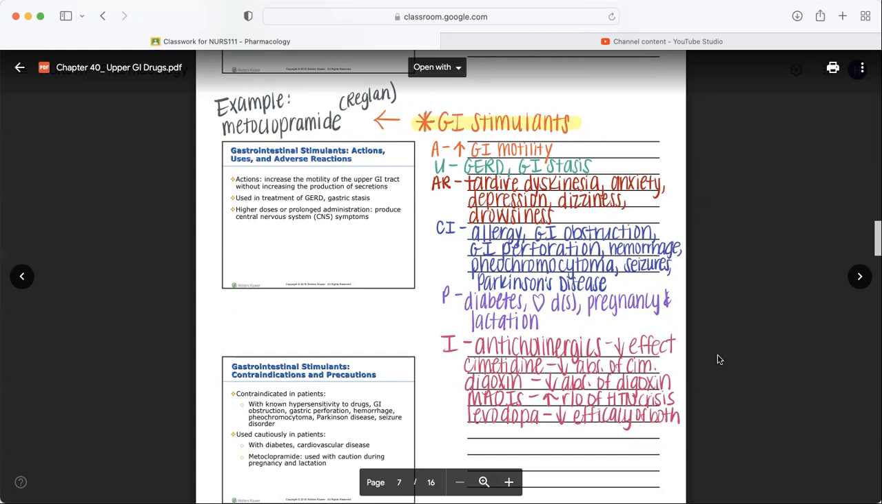And then interactions include anticholinergics because they're going to decrease the effect, obviously, because cholinergics are going to increase motility and anticholinergics are going to decrease motility. So they're going to be working in opposite directions. Cimetidine is going to decrease the absorption of cimetidine when you combine with metoclopramide. Digoxin is going to decrease the absorption of digoxin, that important heart med, when you combine with metoclopramide. MAOIs, high risk for hypertensive crisis. So we don't mix MAOIs with metoclopramide. And then the last one is levodopa. It's going to decrease the efficacy of both the stimulant and levodopa if we combine them.